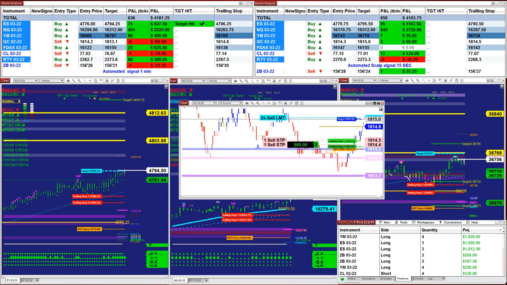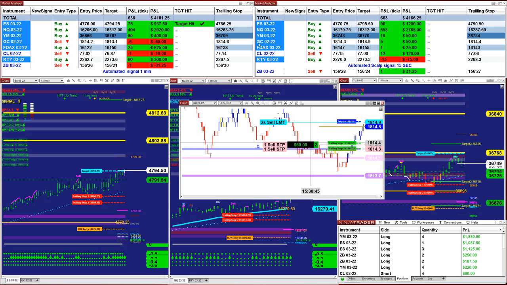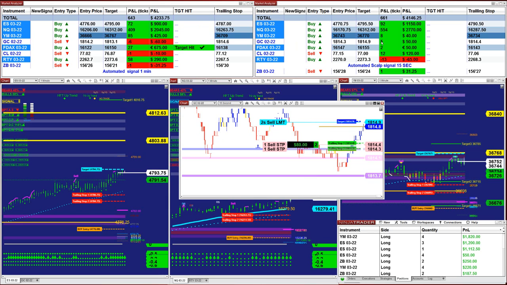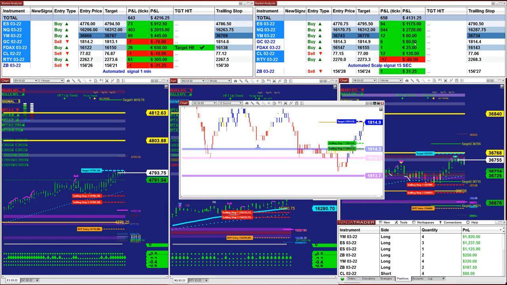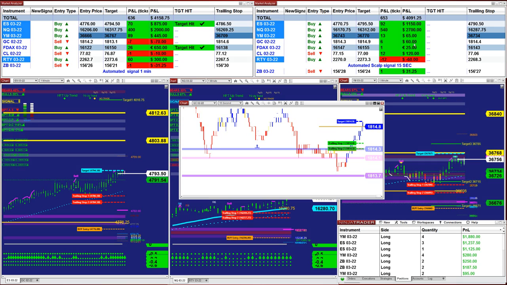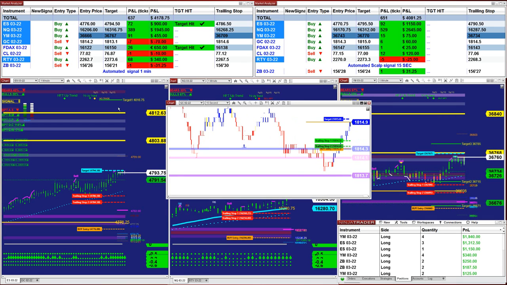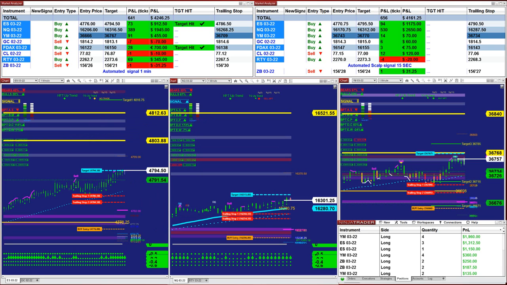As an example here, the gold, let's look at the gold. The gold is right now only 5 ticks into the profit. Here is your entry, your target, and $60 based on one contract and two contracts is just close the trade. So the scalper is very good, especially early in the morning.